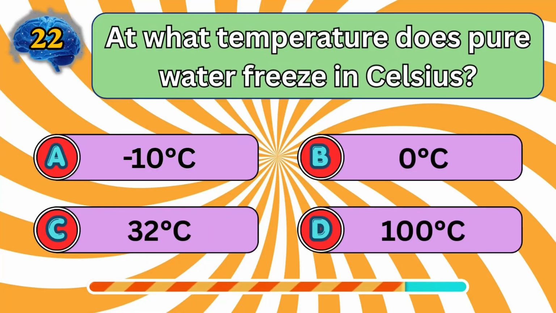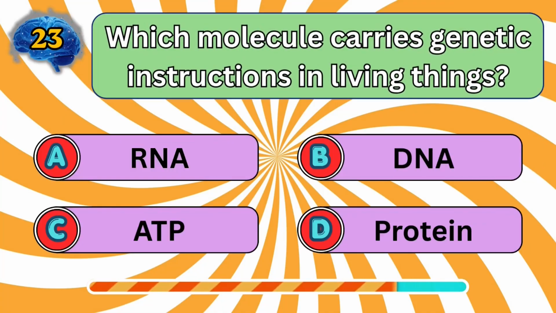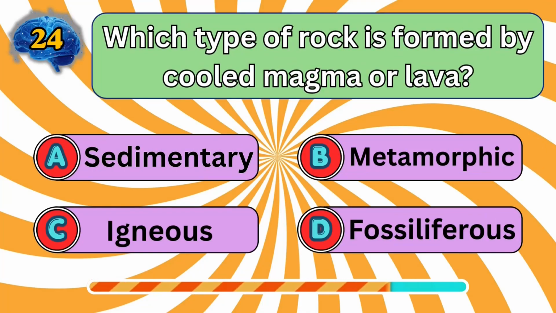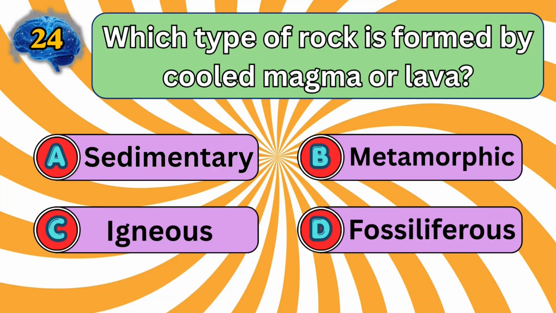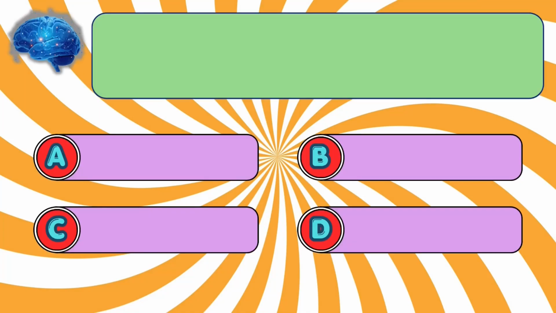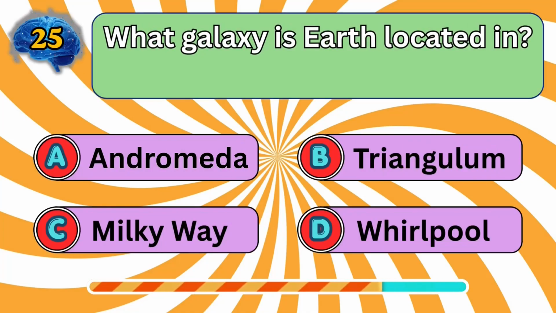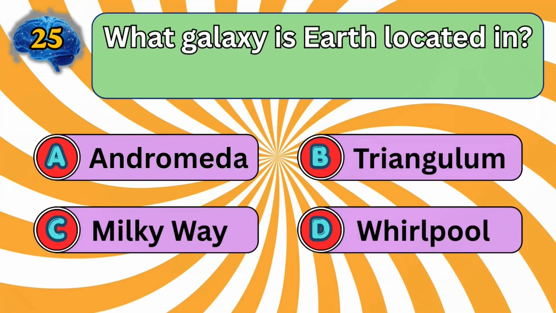At what temperature does pure water freeze in Celsius? 0 degrees. Which molecule carries genetic instructions in living things? DNA. Which type of rock is formed by cooled magma or lava? Igneous. What galaxy is Earth located in? The Milky Way.